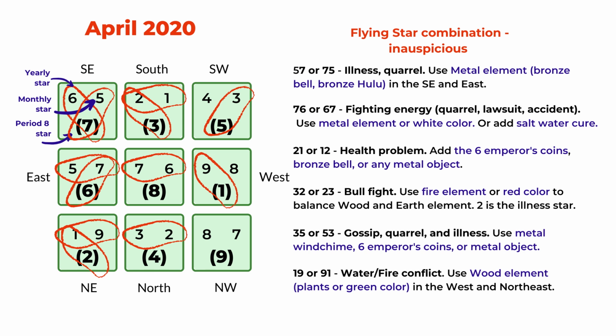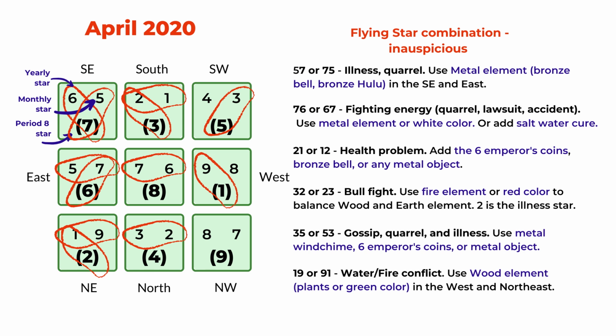And the next one is the south area. In the south, we have the 1-2 combination and also the 2-3 combination. The 1-2 or 2-1 creates health problems. You can add 6 emperor's coins or a bronze bell or any metal object, because metal objects are a good cure for number 2 and 5 stars.